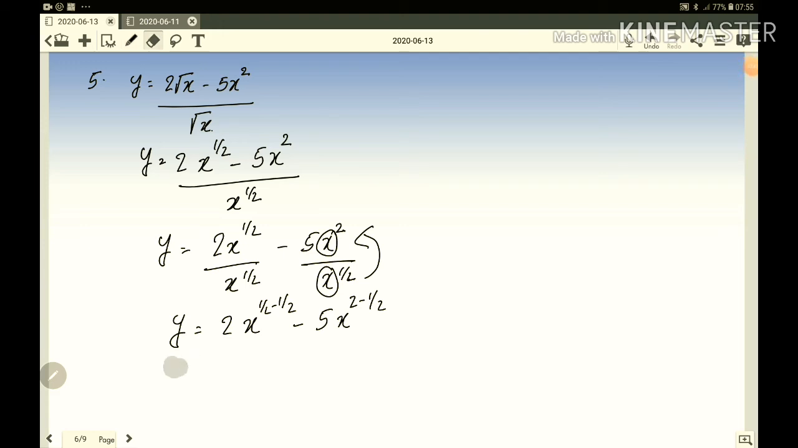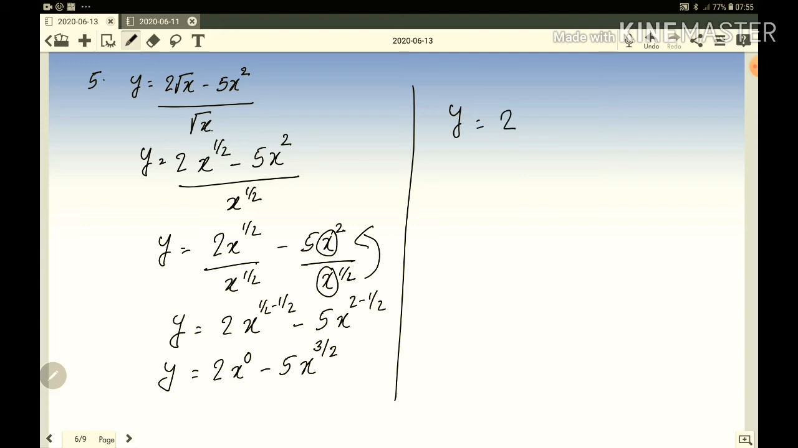Okay, now then you simplify. y is equal to 2 times x to the power 0 minus 5 times x to the power 2 minus half, which is 3 over 2. That is y is equal to 2 times x to the power 0, which is 1, minus 5 x to the power 3 by 2. Isn't it? Now this is ready for differentiation. So up to these steps I was arranging this in such a way that I can differentiate. Many problems were there, denominator, root, I changed everything. Now I can differentiate, right?